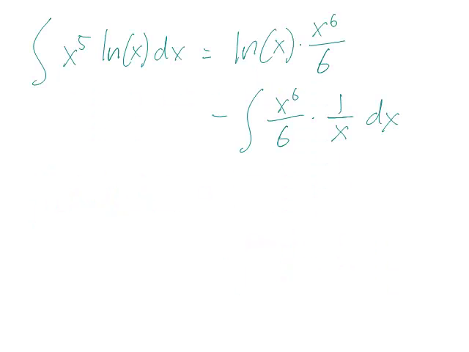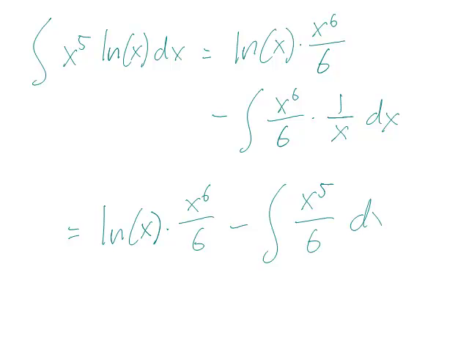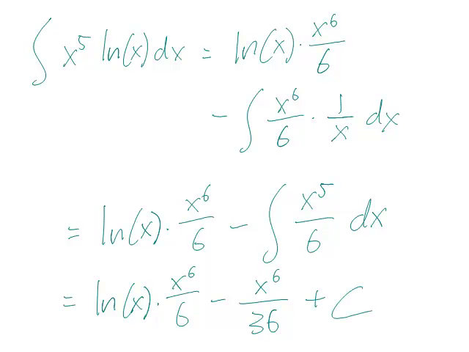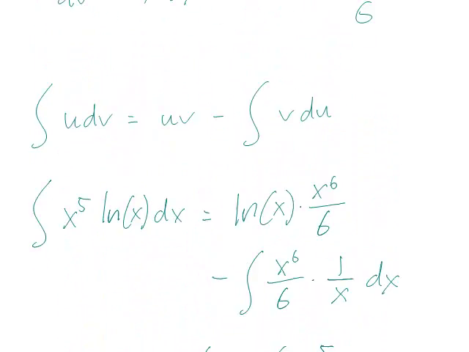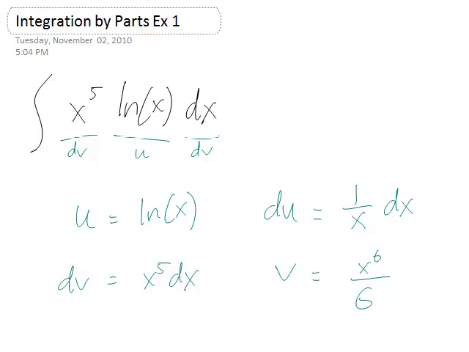And so we can simplify that second integral, because x to the 6 over x is x to the fifth. So this is the integral of x to the fifth over 6 dx. And the antiderivative of x to the fifth over 6 is x to the 6 over 36, using the power rule for integrals. And let's remember the plus c. And so ln x times x to the 6 over 6 minus x to the 6 over 36 plus c is the antiderivative for x to the fifth times ln x.